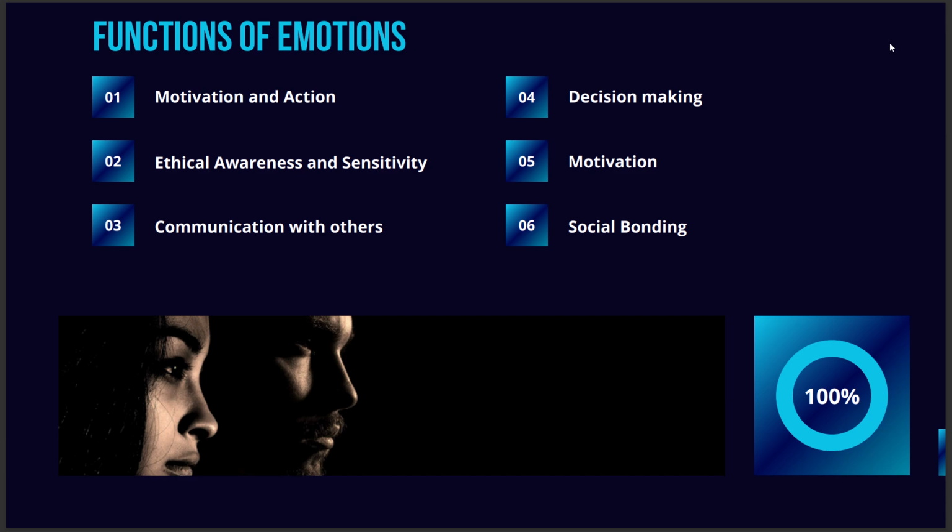Ethical awareness and sensitivity. Emotion heightens our awareness of ethical concerns and assists us in recognizing moral dimensions in a variety of situations. When emotions are there, we will eventually take care of ethical problems and ethical sensitiveness. It helps in recognizing the moral dimensions to deal with particular tasks. That is what ethical awareness and sensitivity is about.